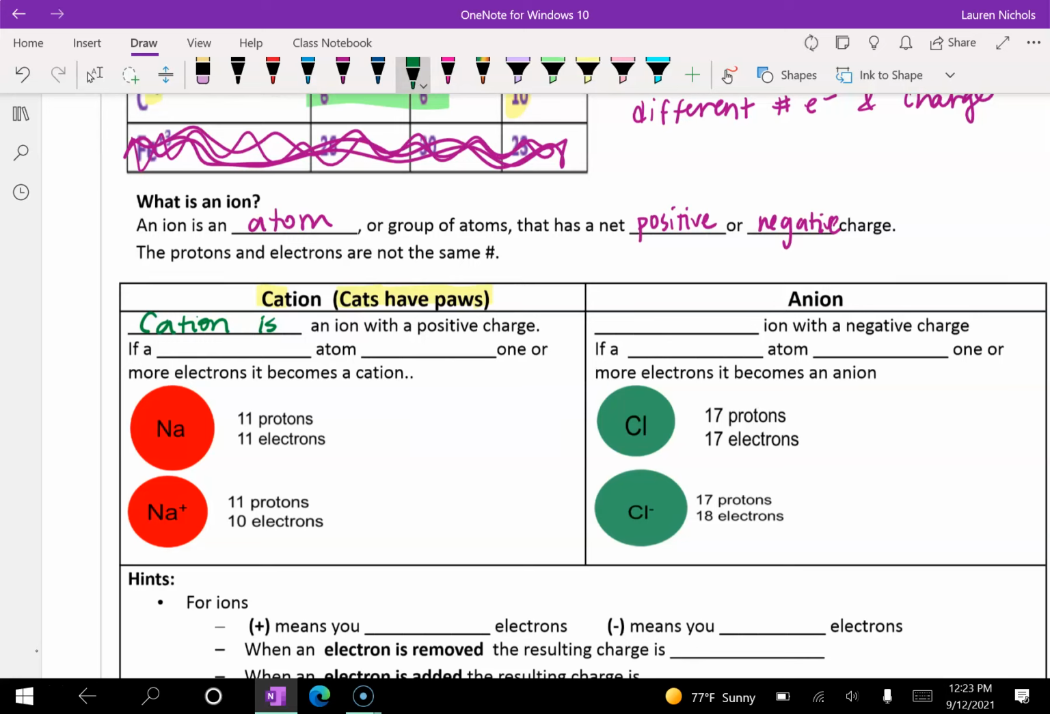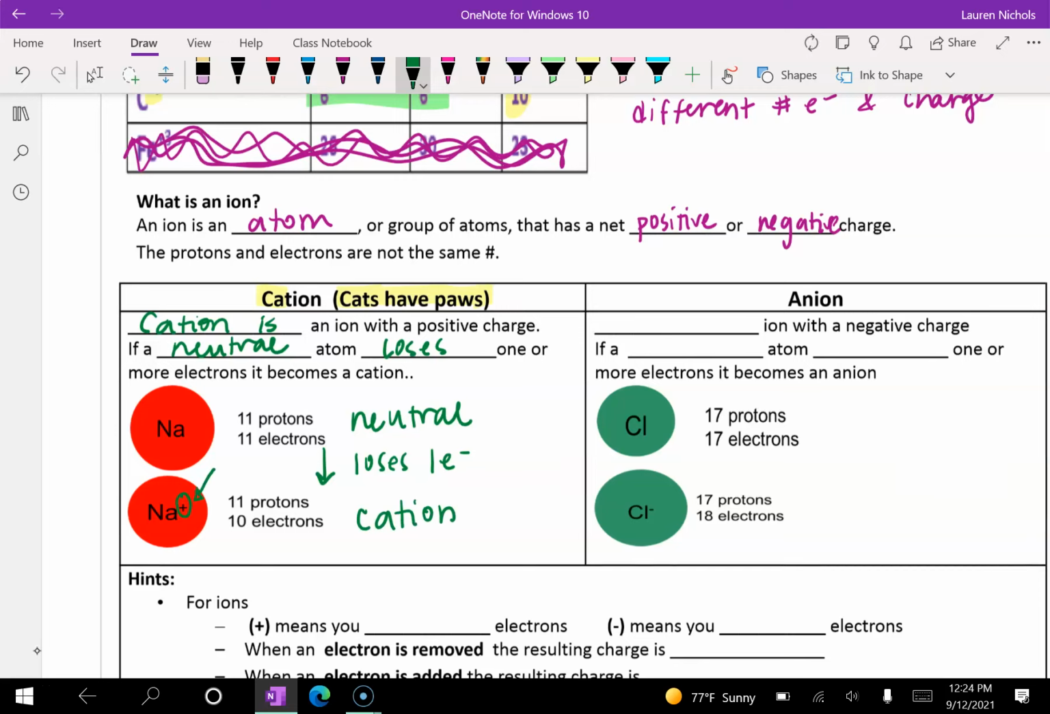And so cations are where if you have a neutral atom and it loses one or more electrons, it becomes a cation. So here we have something neutral and it loses one electron and it now only has 10 electrons, and now it's a cation. And we can see here that it has a positive charge.